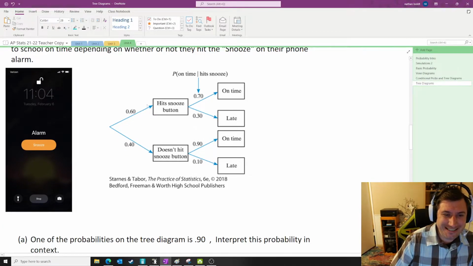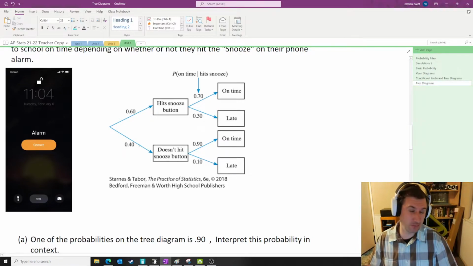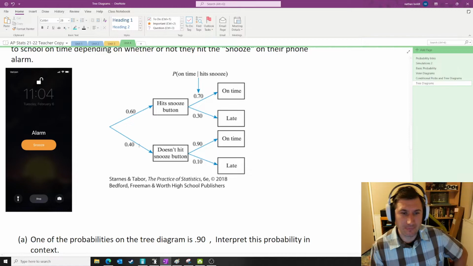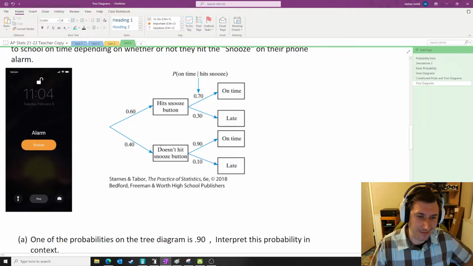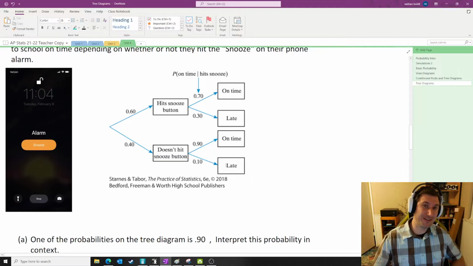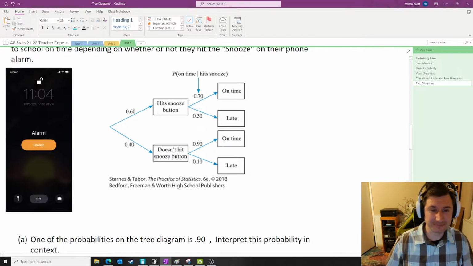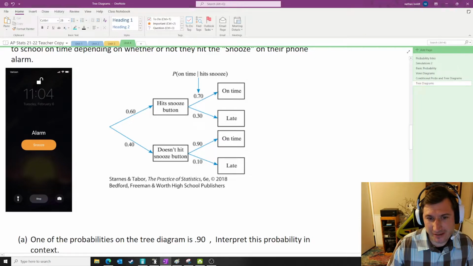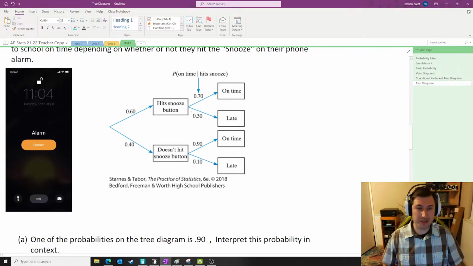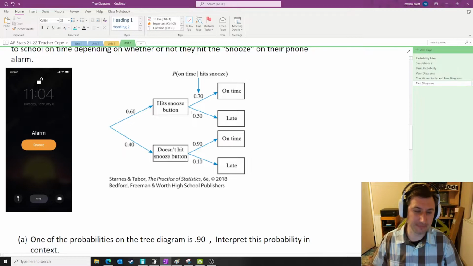Here is our tree diagram. So there's a 60% chance this kid hits the snooze button, and there's a 40% chance they don't hit the snooze button, which I assume means they wake up. But that doesn't mean they get to school on time. So if they don't hit the snooze button and they get up, there's still only a 90% chance they get to school on time, and there's still a 10% chance that they will be late. Now, obviously, that's different if they hit the snooze button, am I right? So if they hit the snooze button, there's only a 70% chance they'll be on time and a 30% chance that they will be late.